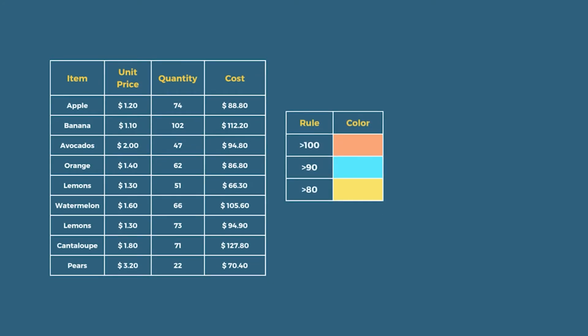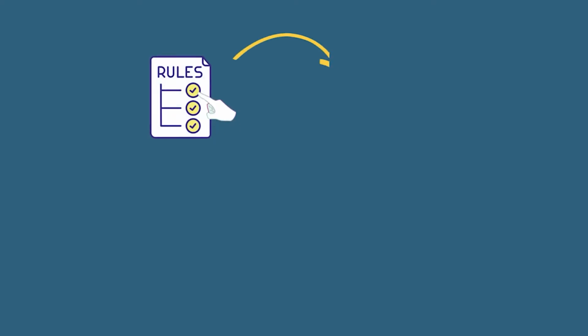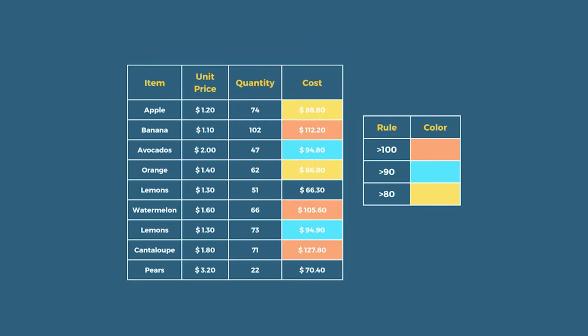It's no surprise that we've all used conditional formatting before. Did you know you can apply multiple rules in the same column? This will help you highlight cell values with different colors that match the criteria.